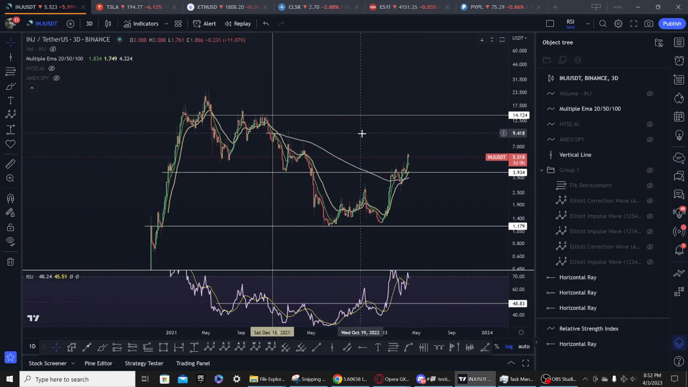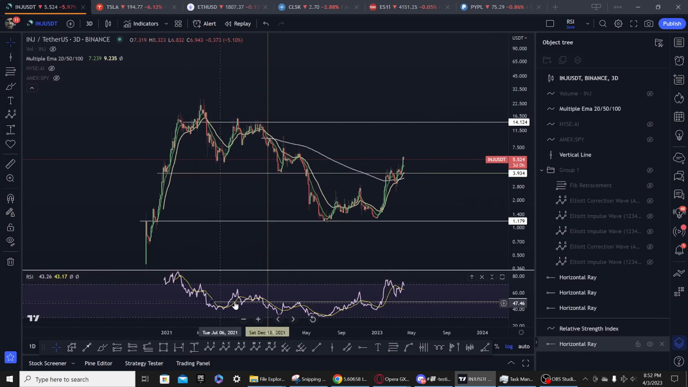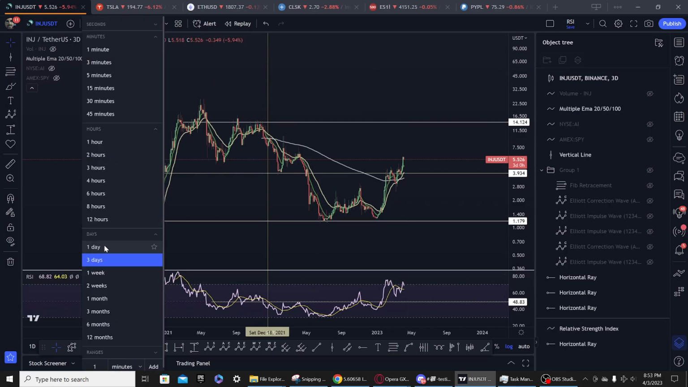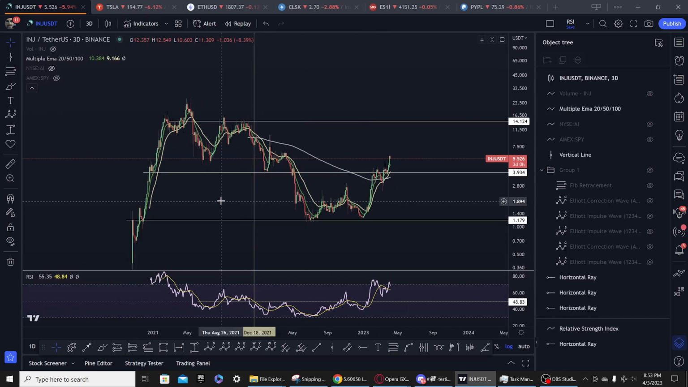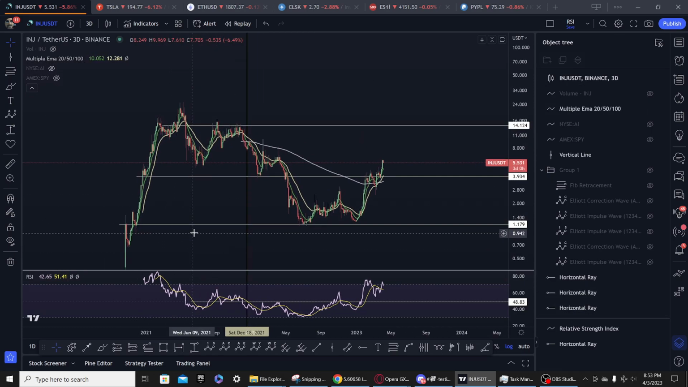So this is a 3-day chart. Something else I always use, and then this is perfectly respected as well. You can see that. Now, in terms of a count, we can just call this an impulse of wave 1, right? And it looks very funky.